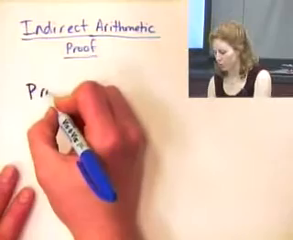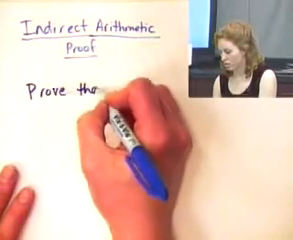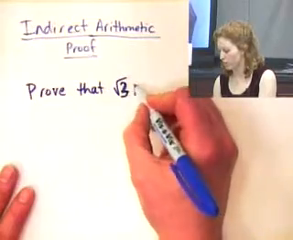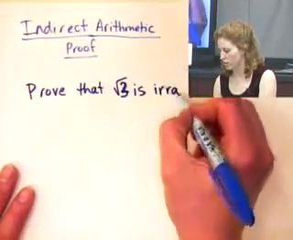So let's prove that the square root of 2, actually just make it square root of 3, is irrational.